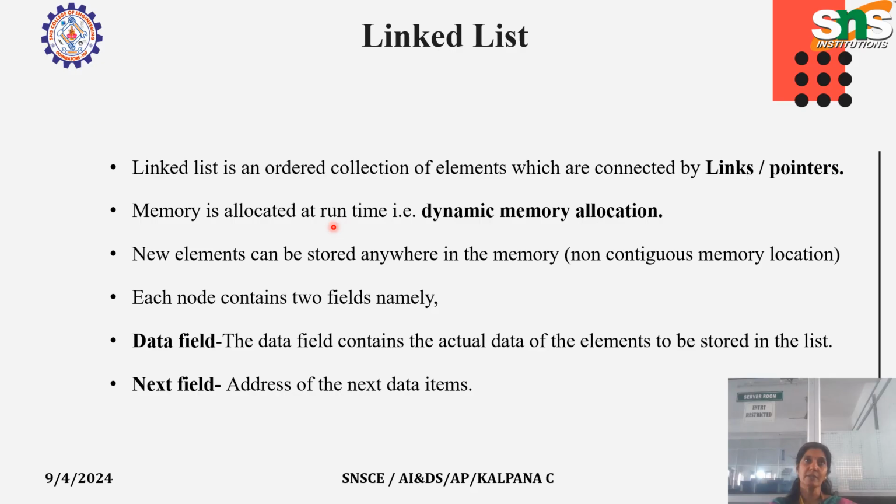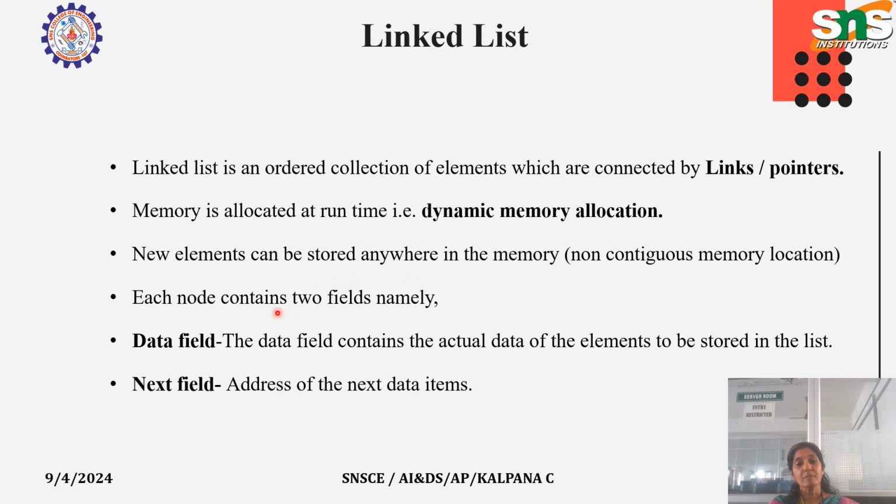Whereas in array implementation, it follows static memory allocation, which means the memory is allocated at compile time. But in the linked list, the memory is allocated at runtime, so we can say it is dynamic memory allocation.